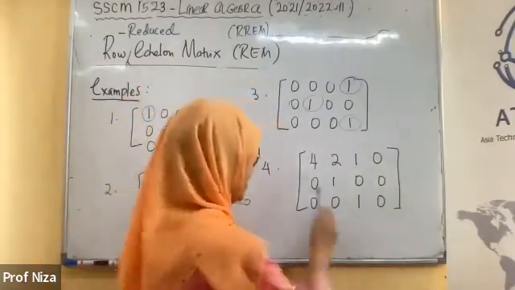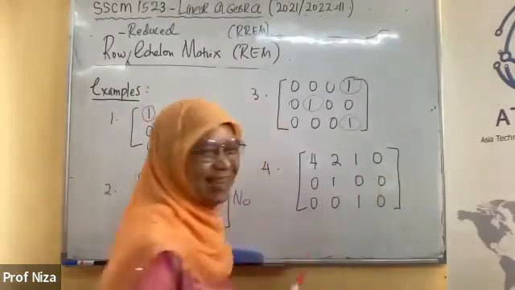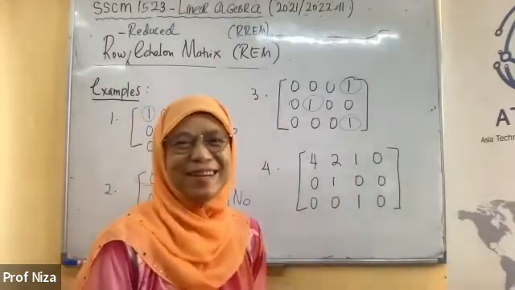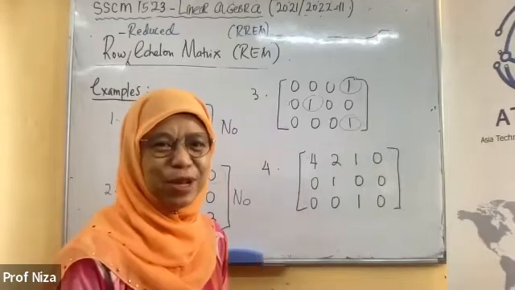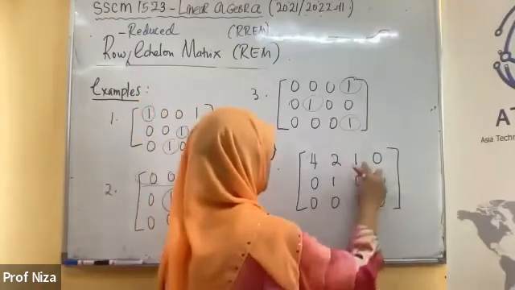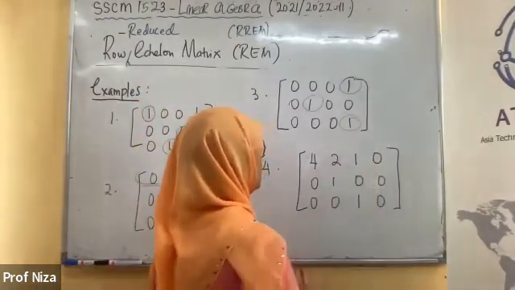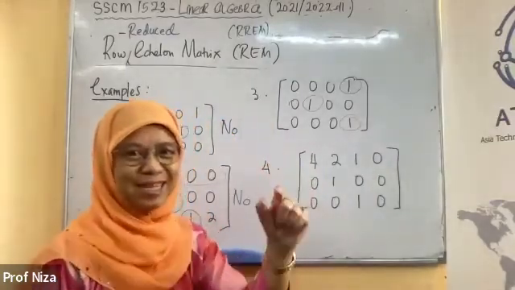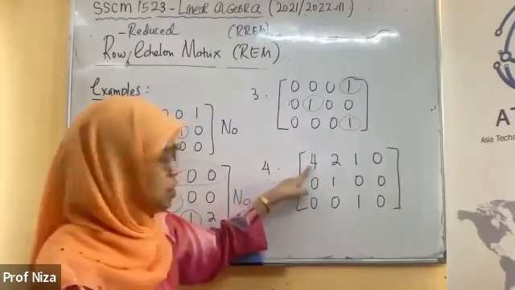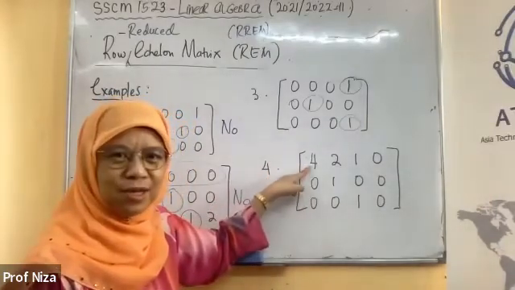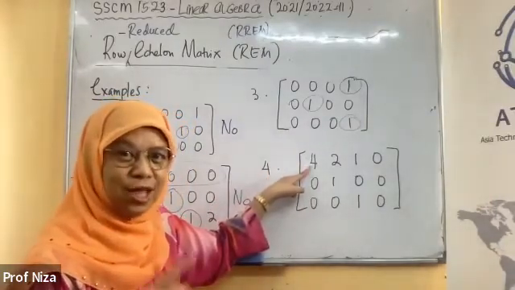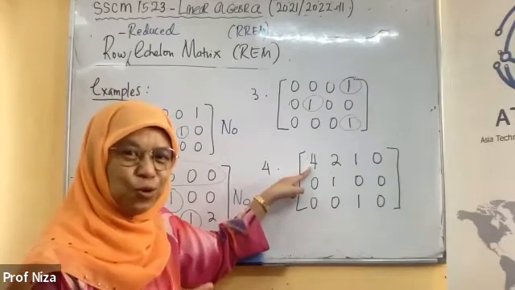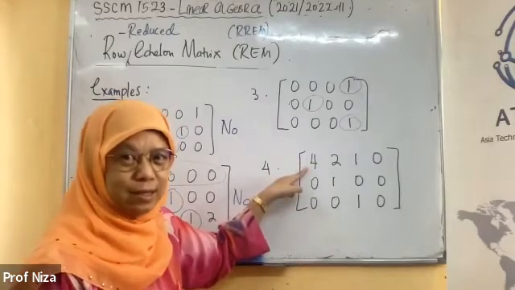Is there any circle here? Because it's number 1. Okay, why not? You have to circle the first one and it has to be 1 before you can circle it. So you go and you see it's number 4, right? The first non-zero entry at each row has to be 1.